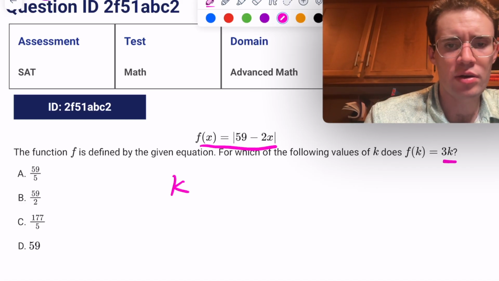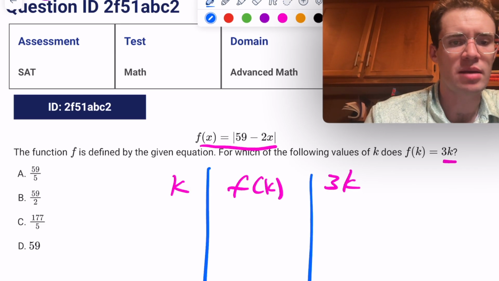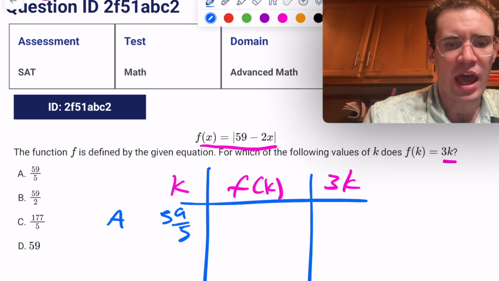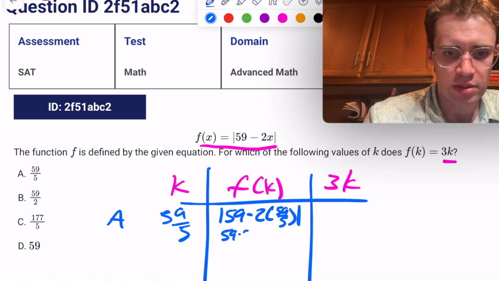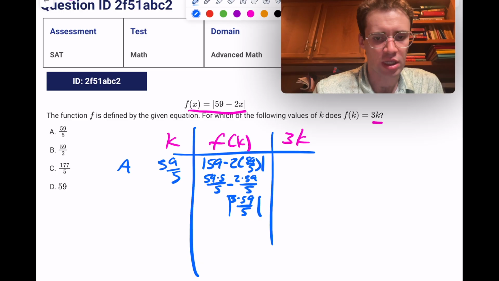What is the k value? What is f of k? What is 3k? I'm gonna make a little table here. So for option A, k is 59 fifths. f of k would be 59 minus 2 times 59 fifths. 59 times 5 fifths minus 2 times 59 fifths, which is 3 times 59 fifths. So the absolute value of that is 3 times 59 fifths, which is triple it.